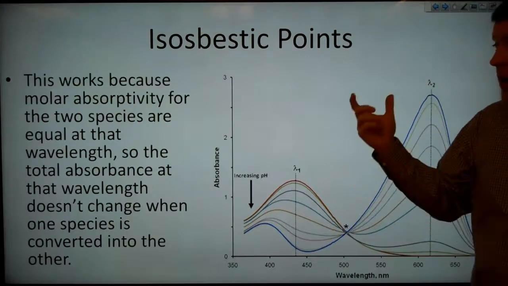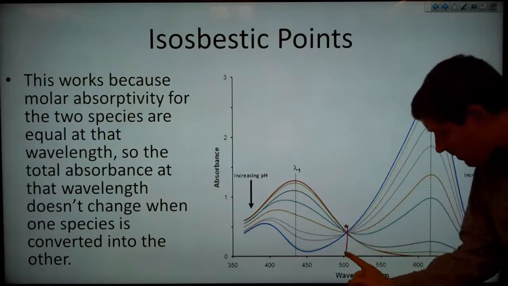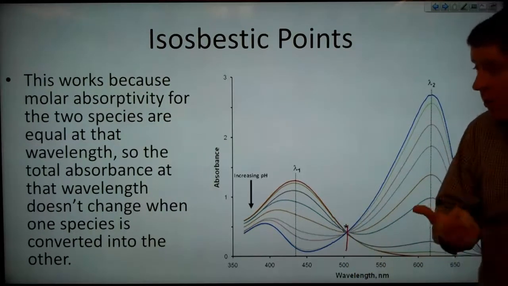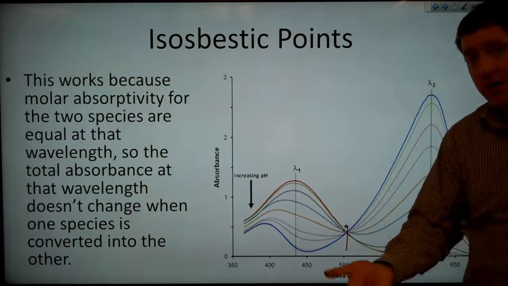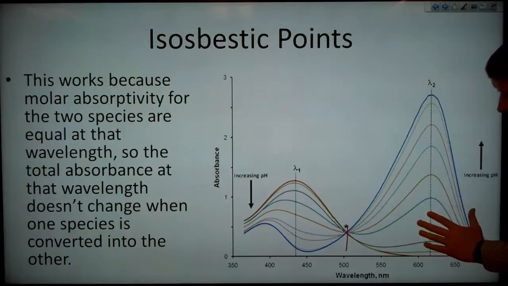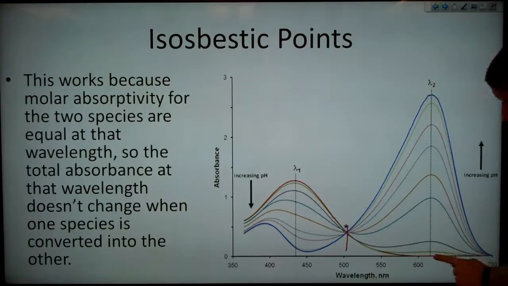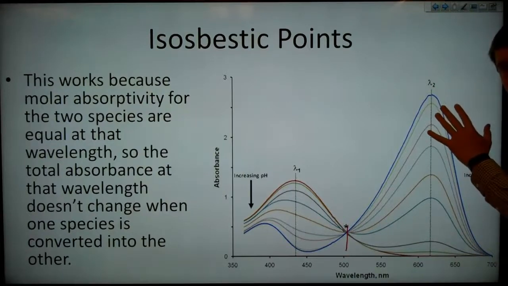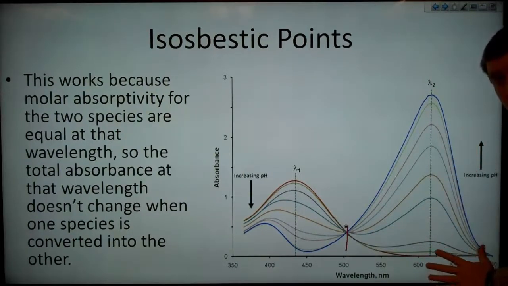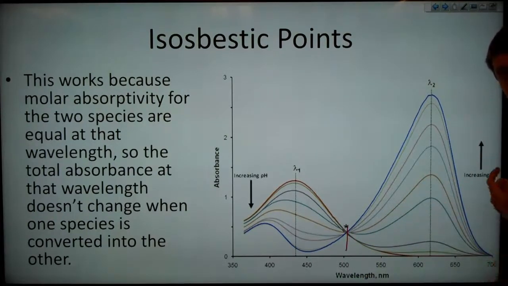This works because the molar absorptivities of the two species are equal at that wavelength, and this means that the total absorbance at that wavelength doesn't change as one species is converted into another. So if we look at this other wavelength over here, lambda 2, as we go from one spectrum, like this blue curve, down to the red curve, we're changing from one species which is absorbing very strongly at that point to another species which is not absorbing much at all. But at the isosbestic point, both species are absorbing exactly the same amount. They both have the same molar absorptivity. So when we change from one to the other, we're not changing the total absorbance.